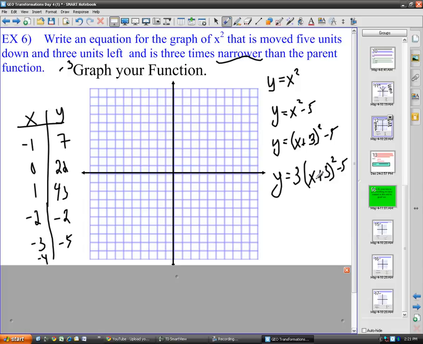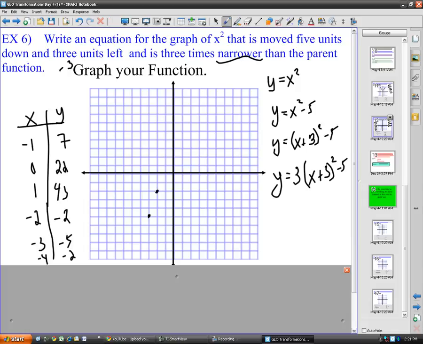So hopefully at this point you can kind of see where I'm going here, that if I go back 3, 1, 2, 3, and down 5, I will be at my lowest point. If I go back 2 and down 2, that's another point. And if I go back 4 and down 2, so you can see there's my parabola, and it's really skinny compared to what I've been doing before.